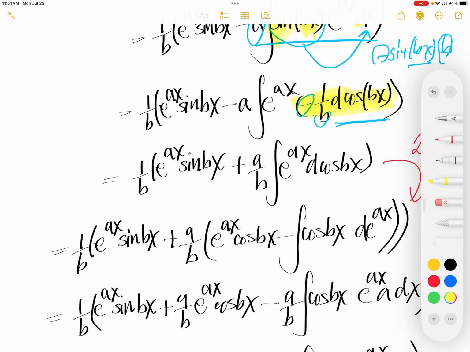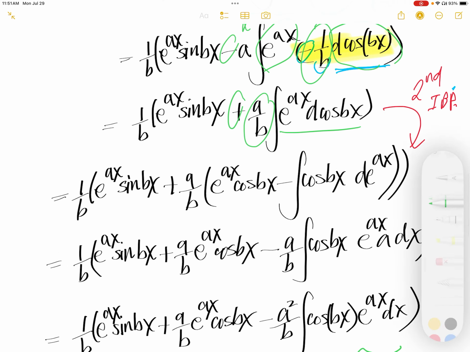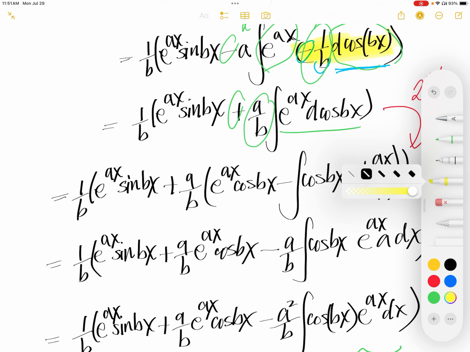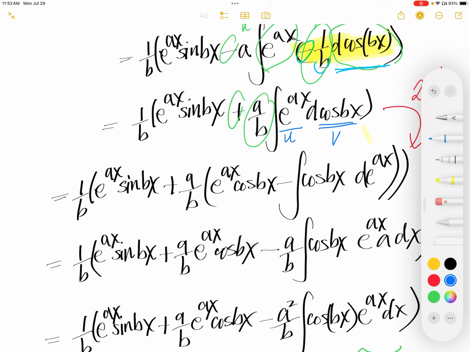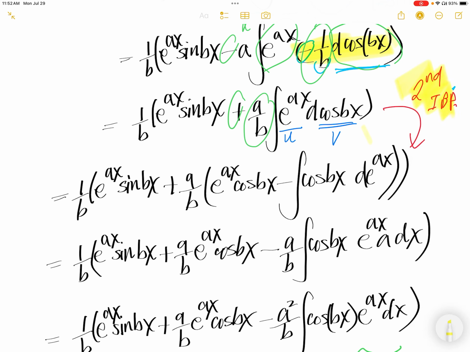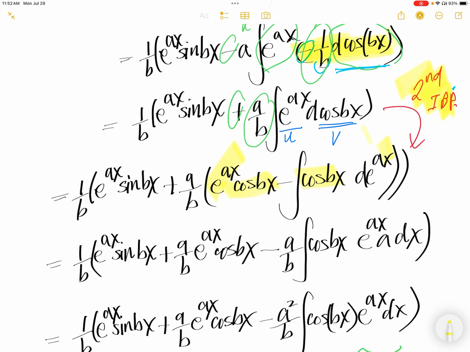Okay. Let us continue. Negative 1 over b comes out, cancels with the negative, you get positive, and then 1 over b times a, you get a over b, and then this is the rest of that. And that. As mentioned just now, we are going to do the same, treat this as u, and now we apply the second IBP. It is uv minus the integral of v du.